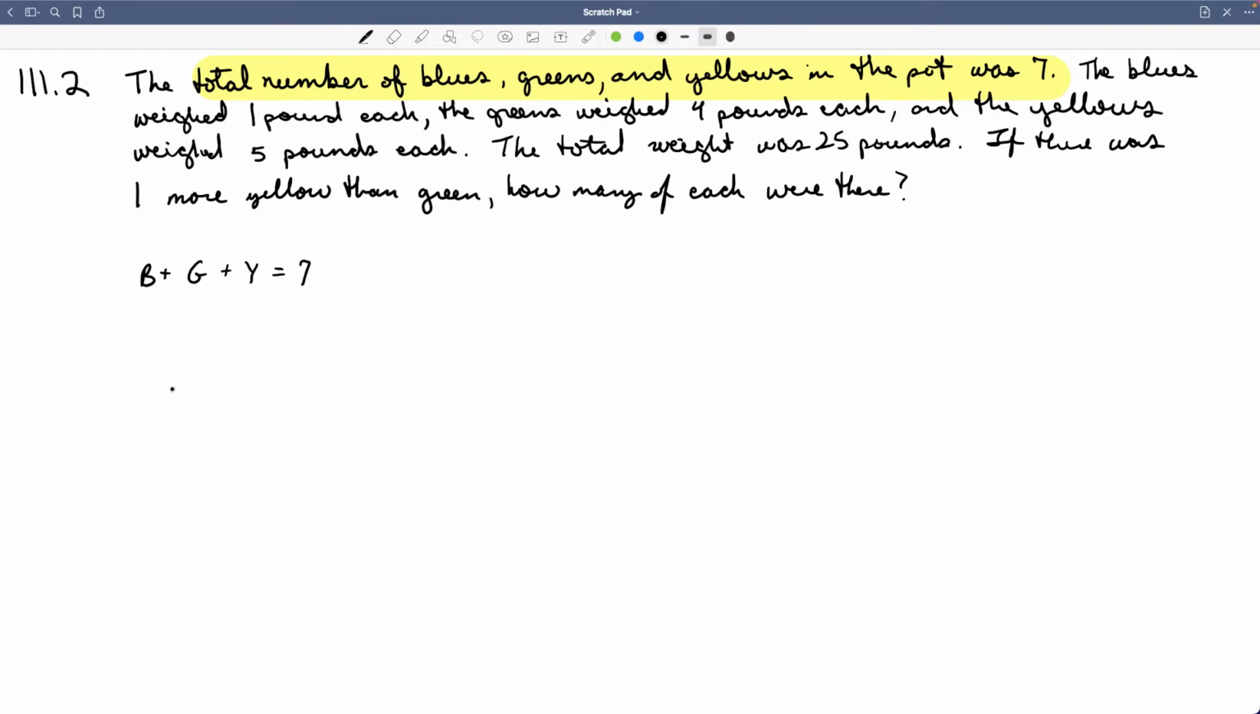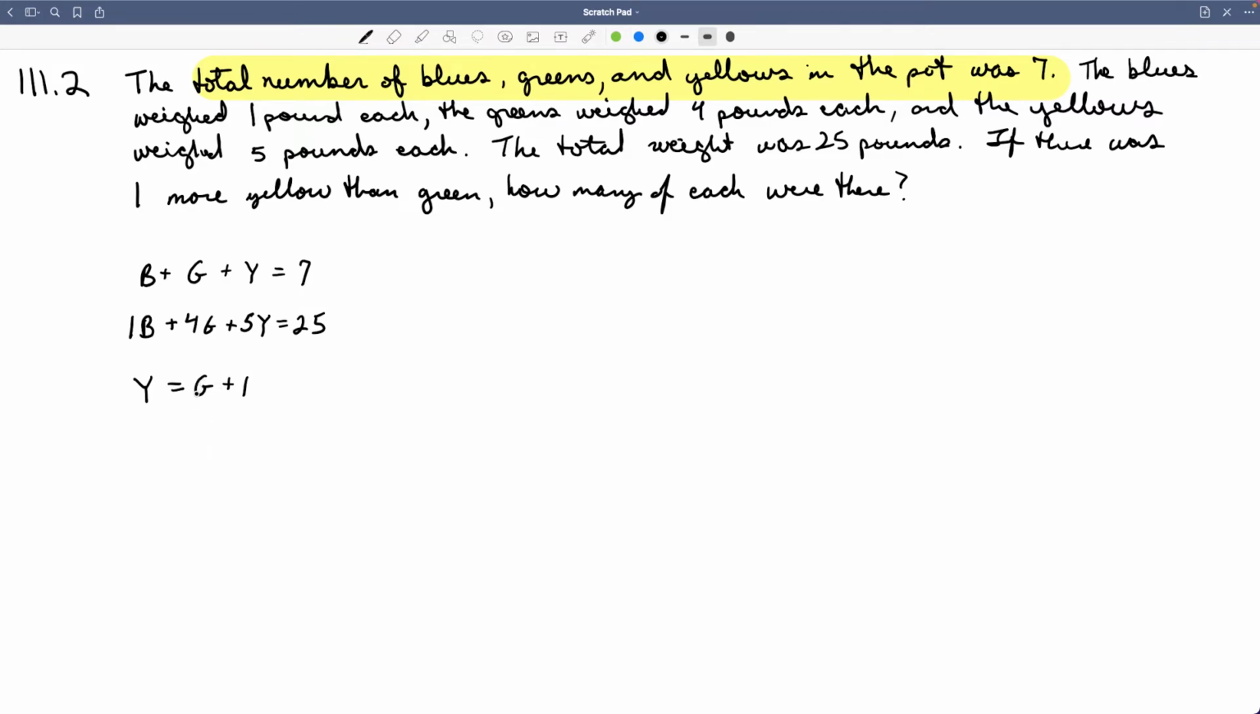The blues weighed 1 pound each, so 1 times blue plus the greens weighed 4 pounds each, so 4 times the green plus the yellows weighed 5 pounds each, so 5 times the yellow. The total weight was 25 pounds. All right, so we have 2 of our equations. Now let's do our third. If there was 1 more yellow than green, how many of each were there? So yellow is going to equal green plus 1.